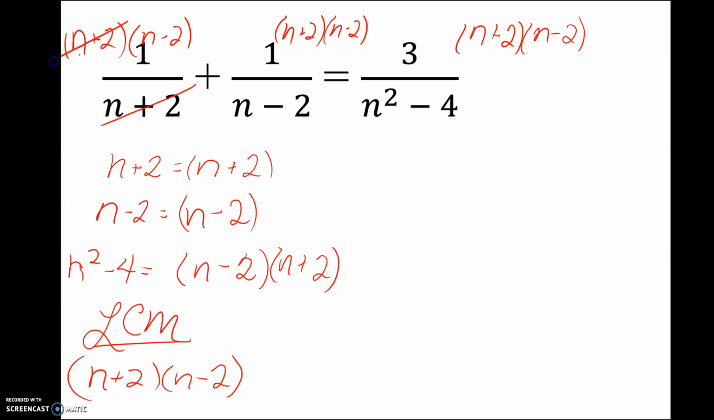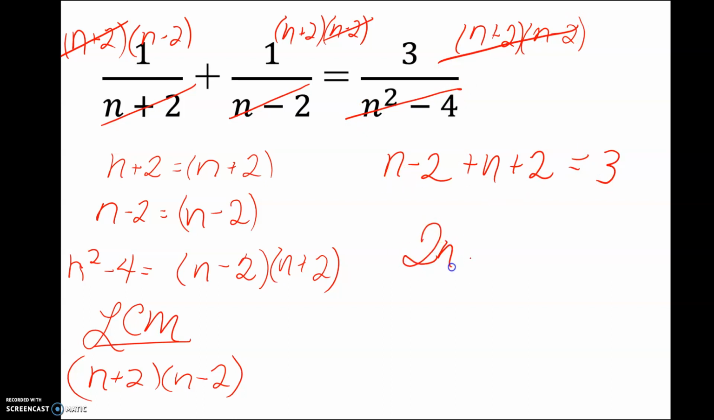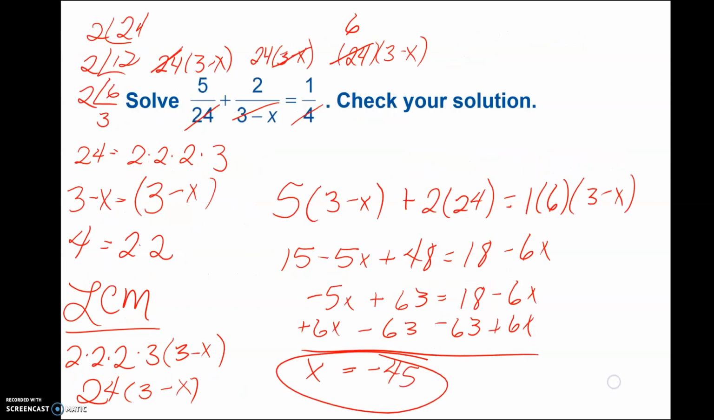So this n plus 2 will cancel out, and I have 1 times n minus 2 is n minus 2. This n minus 2 will cancel out, and I have 1 times n plus 2, which is n plus 2. This plus comes here, plus 2. And these will cancel out, and I just have 3. So when I put my like terms together, I get 2n equals 3, n equals 3 over 2. And I can see when I plug that in, I'm not going to get a 0, so that's my answer.